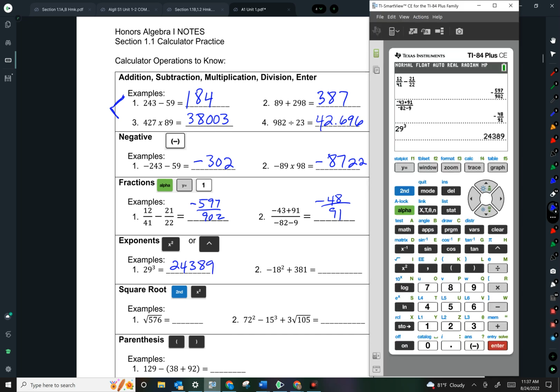And then for this next one, don't put in any extra parentheses that aren't in the problem. So I'm just going to type this exactly the way I see it. That's going to be a negative 18, and I want that squared. Again, you can use this squared key here. Then plus 381, and that gives me 57.